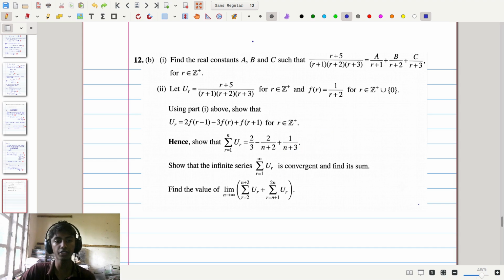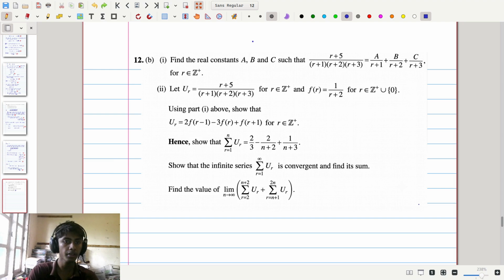The question then says, show that the infinite series from r equals 1 up to infinity of the sum of all terms of u of r is convergent and find its sum, and finally it says find the value of the limit as n approaches infinity of the expression here, which is the sum from r equals 2 until n plus 2 of u of r plus the sum from r equals n plus 1 until 2n of u of r.